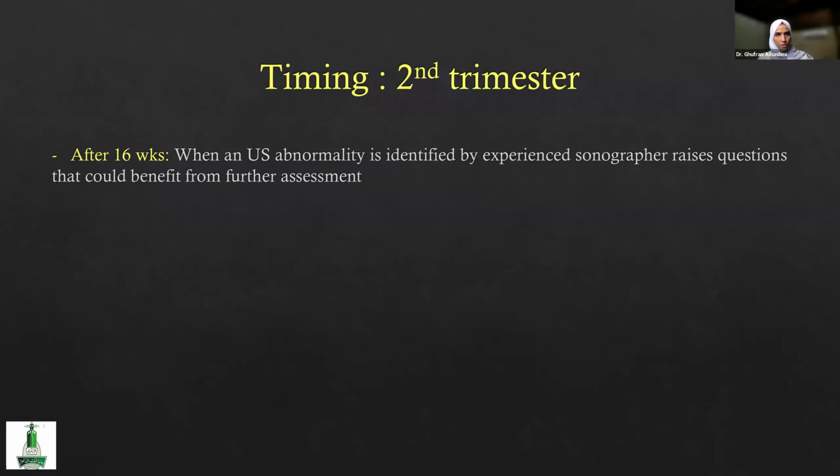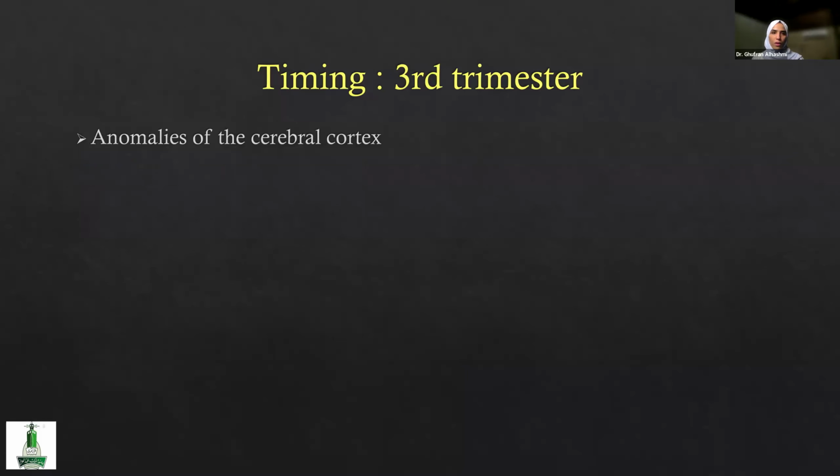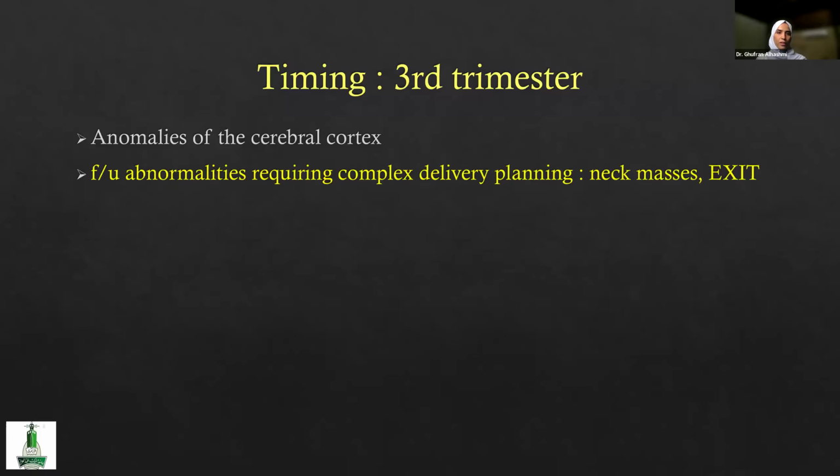So again, we do fetal MRIs after 16 weeks of gestation whenever an abnormality is detected by ultrasound that is seen by an experienced sonographer, and raises questions that could benefit from evaluation by MRI. We sometimes prefer to do it in the third trimester. That is in the cases where anomalies of the cerebral cortex are questioned. Also, when we're evaluating abnormalities that were seen earlier, but need to be imaged later to help planning delivery, such as cases with neck masses and cases that need an EXIT procedure.